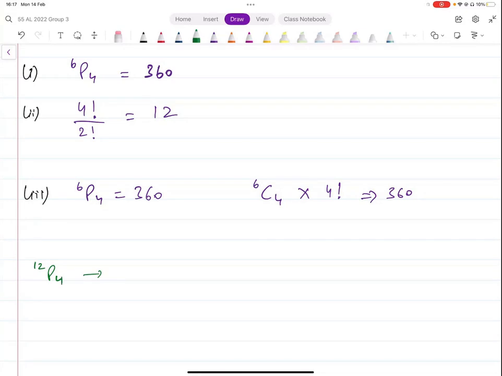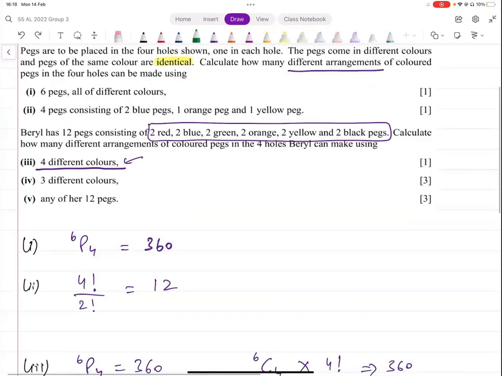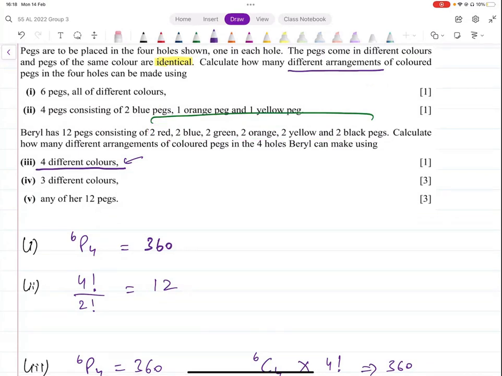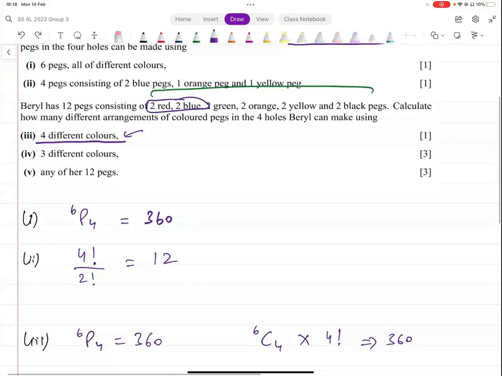It's going to arrange them all. So basically 12P4 is going to select four pegs out of the 12 pegs. Now it could be, for example, two red, two blue. Is that allowed? You need to have four different colors. You can't have two red, two blue, or two orange, two yellow. You need to have only one of each color. You can't have two for any color.